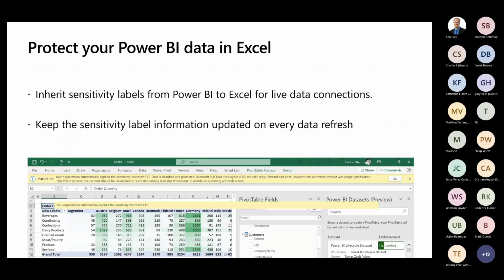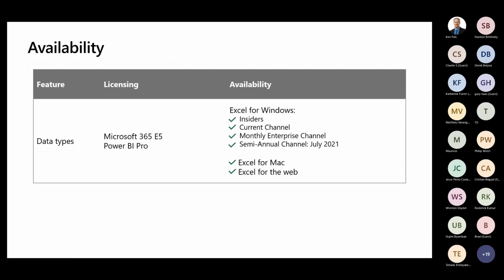Okay, just to summarize, what you've seen here are demos of the organizational data types. That is now available to everyone, as you know, as we're rolling it out through the different channels. We are in the semi-annual channel that just came out in July and August. And so we are out with the broadest number of users that can use this feature across the Windows and Mac desktops, as well as Excel for the web. All of those endpoints for Excel are enabled to use organization data types.